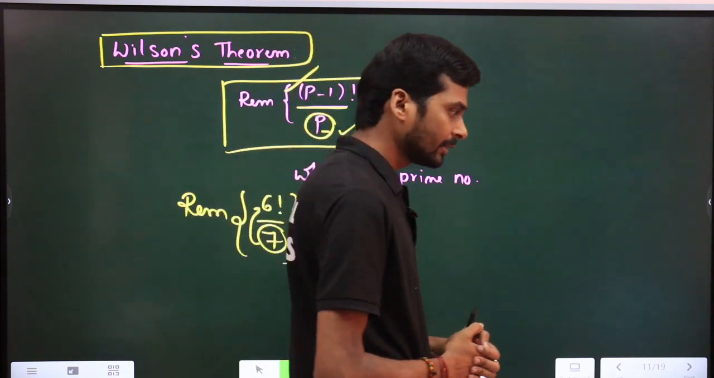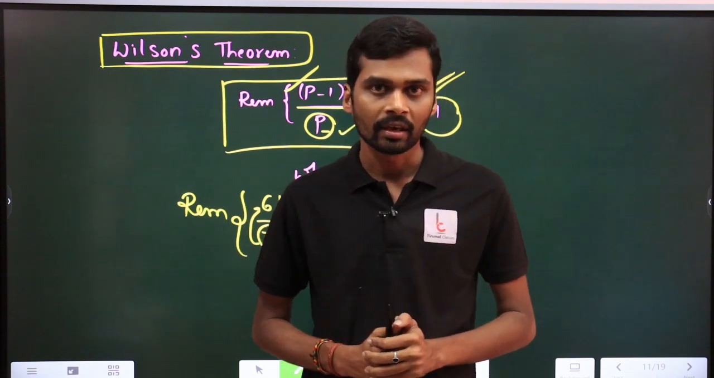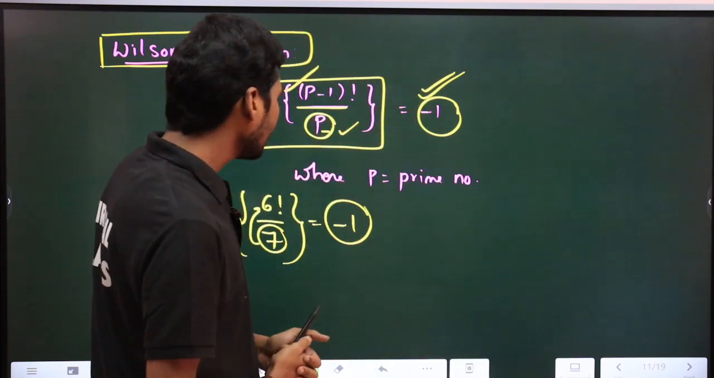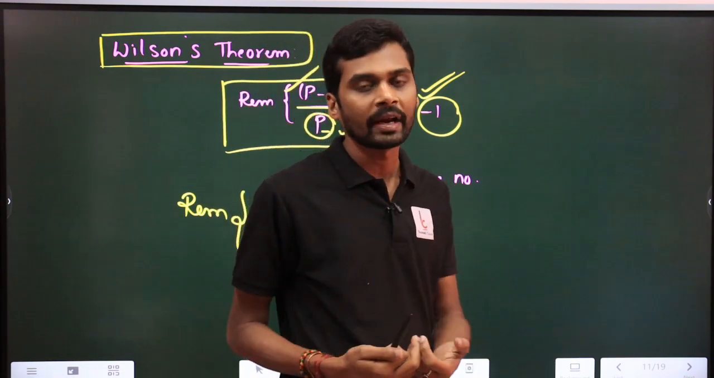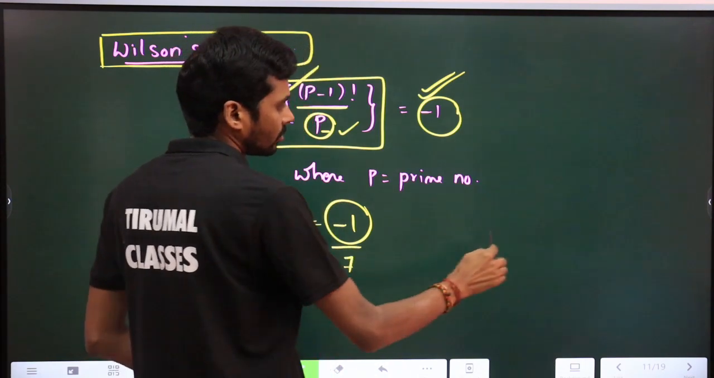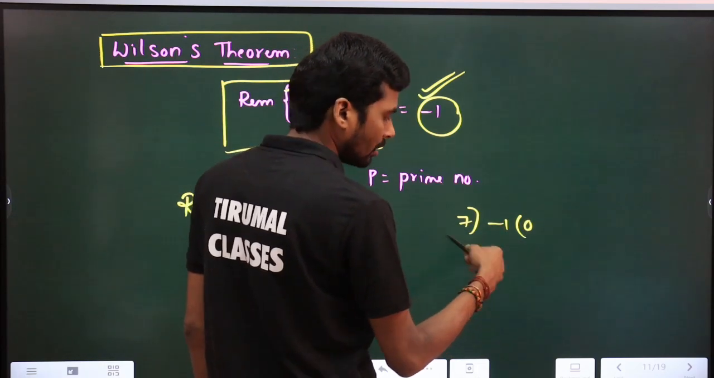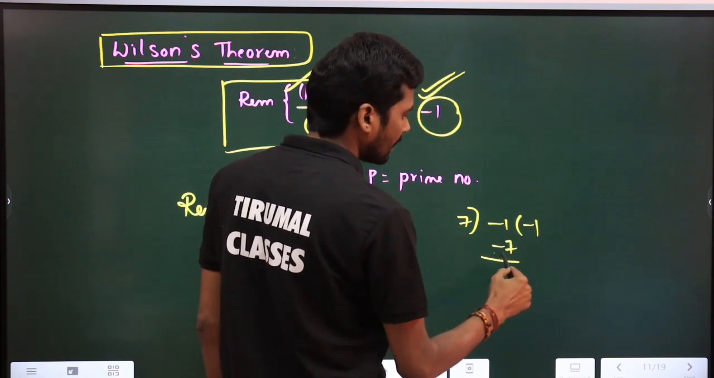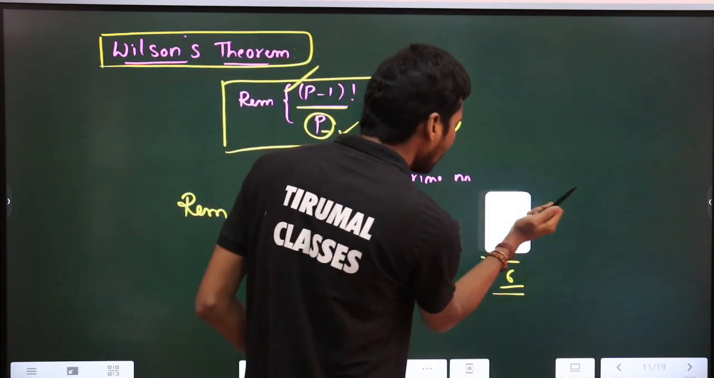But as I mentioned already, the remainder should always be taken in positive terms. We should always express our remainders as positive values. Since the remainder is minus 1, we convert the negative remainder to a positive remainder. Minus 1 divided by 7: adding 7 to minus 1 gives 7 minus 1, which is 6. So 6 is the remainder.